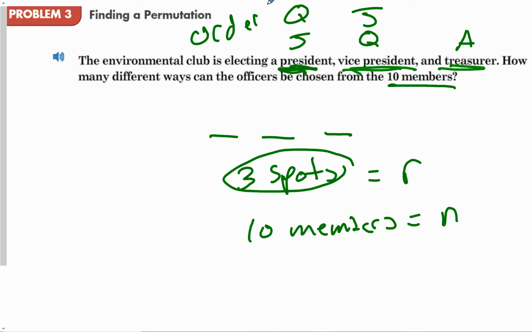Okay. If it was all 3 the same position, like representative, right? If they're all representative, then they're all going to do the same. So then order wouldn't matter. Okay, but order matters, so that's a permutation.